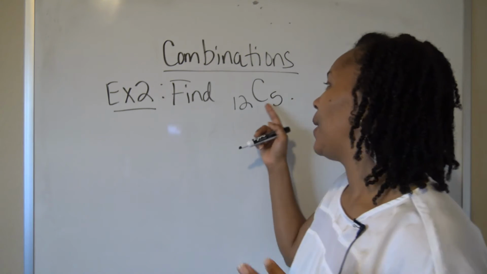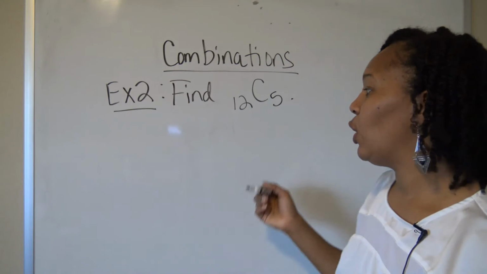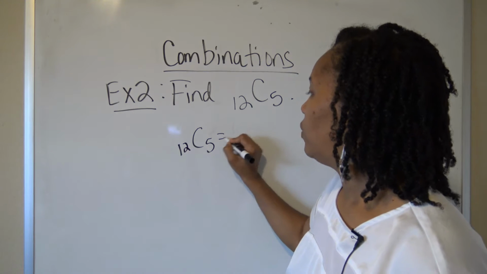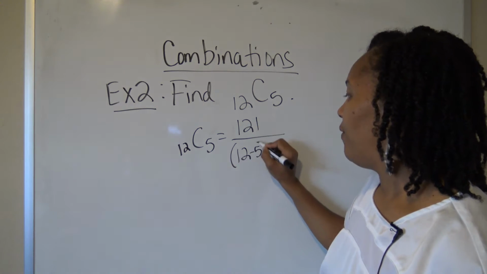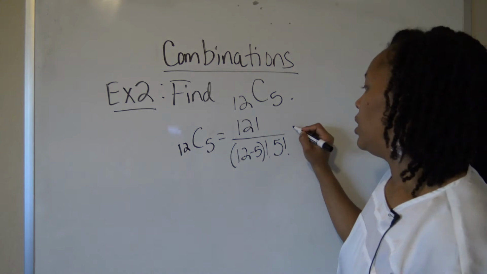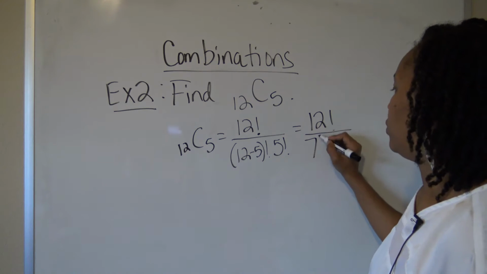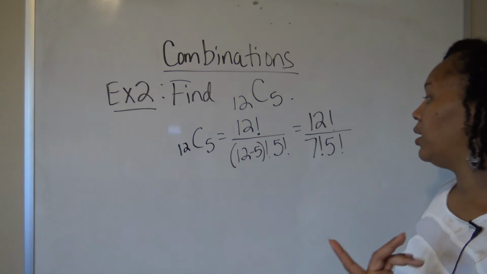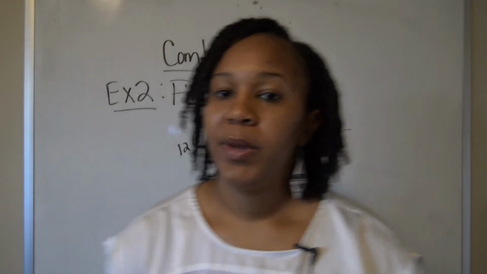For the second example, we want to find 12C5. This is a combination of 12 items being selected 5 at a time. And so we can use the formula, which says 12C5 is equal to 12 factorial all over 12 minus 5 factorial all times 5 factorial. So that's equal to 12 factorial over 7 factorial times 5 factorial. So now you can plug it in the calculator like that, or you can work it out piece by piece.